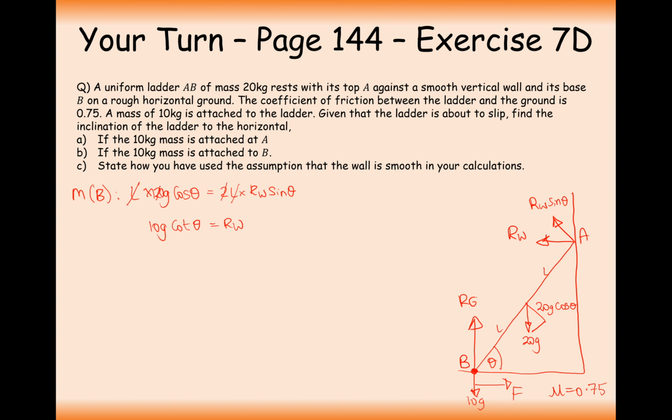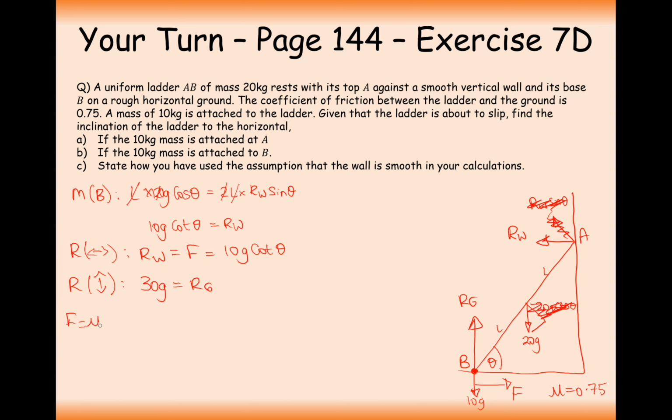The next thing I needed to do then was to resolve horizontally. So you can see here there's kind of a pattern in how you're working with these types of questions. We're going to have RW equal to friction, so therefore friction must be 10g cot theta. And then we're going to resolve vertically. So we're going to have here upwards forces equal downwards forces, and remember we're ignoring these resolved forces here. So we're going to have a 10g and another 20g, so that's 30g in total acting downwards. And the only force acting upwards here is the RG force, the reaction to the ground.